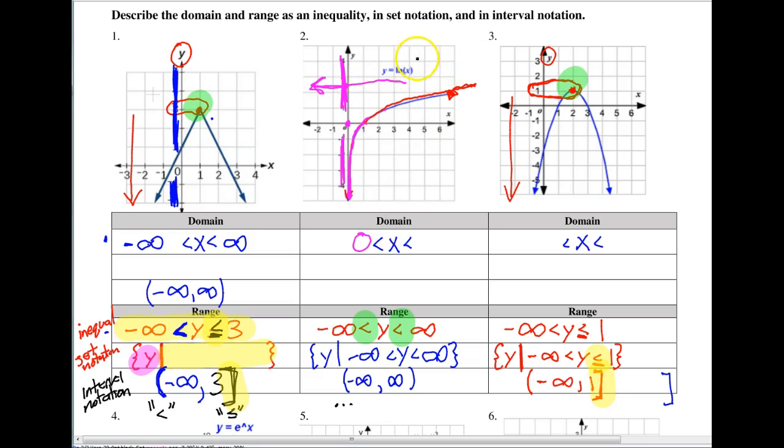What about if I go right? Does this graph ever stop going right? Nope. So that goes to positive infinity forever. So this will go 7, 8, 9, 10. It's going to go forever. It has the arrow on it, so that's how I know it keeps on going. If it had a dot on the end, I know it stops. So we're going to go 0 to infinity, both parentheses.